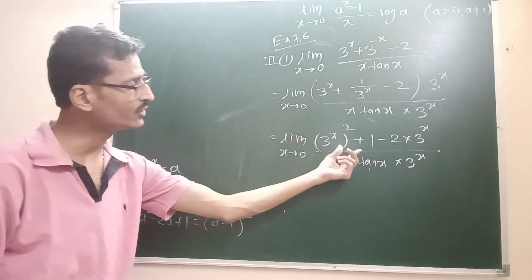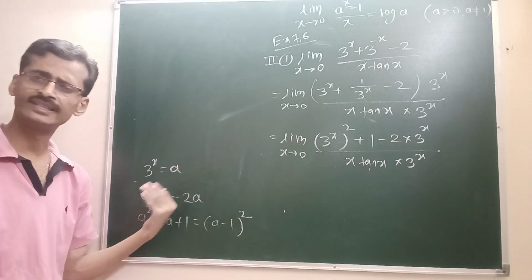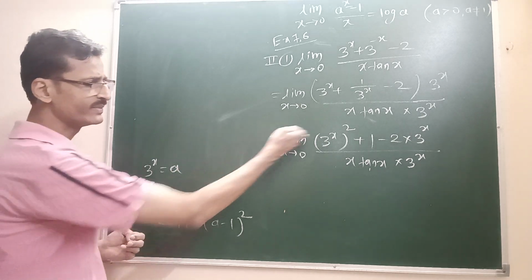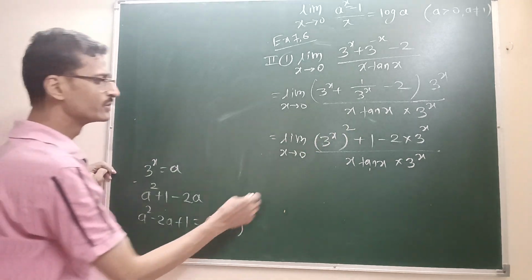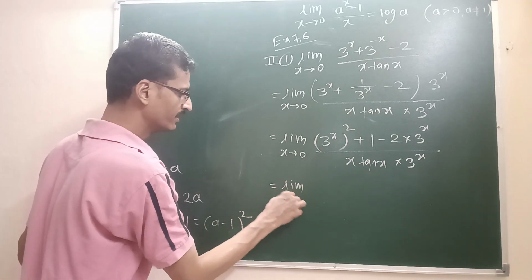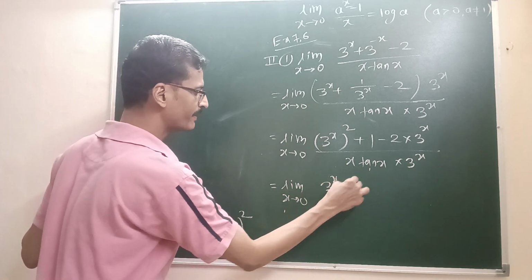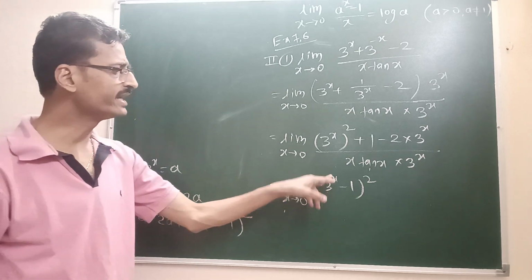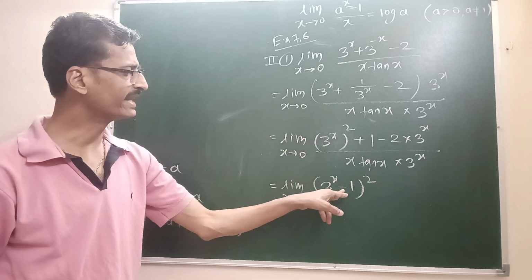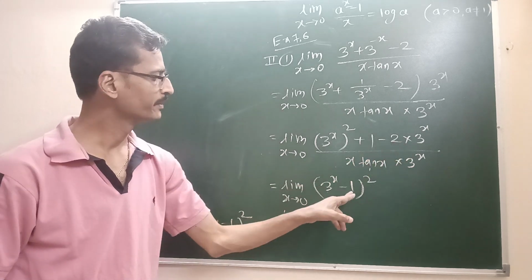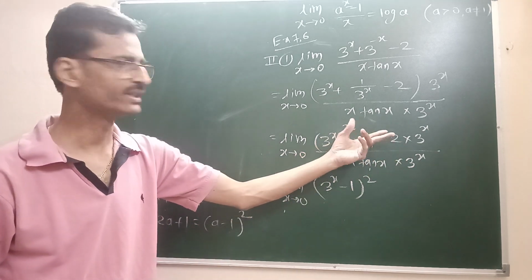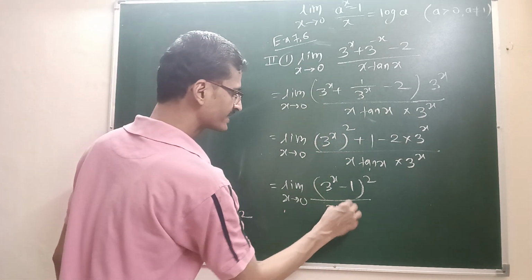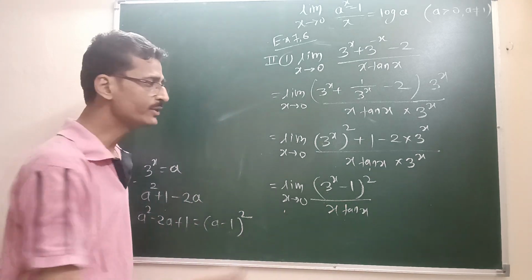So here use this same formula. If you want, write 3 raised to x as a and then simplify, or you can write directly, because that is very clear from this formula. So limit x tends to 0, 3 raised to x minus 1 whole square, using this. Again check: 3 raised to x whole square, then minus 2 into 3 raised to x, plus 1 square. So this is 3 raised to x minus 1 whole square upon x tan x into 3 raised to x.